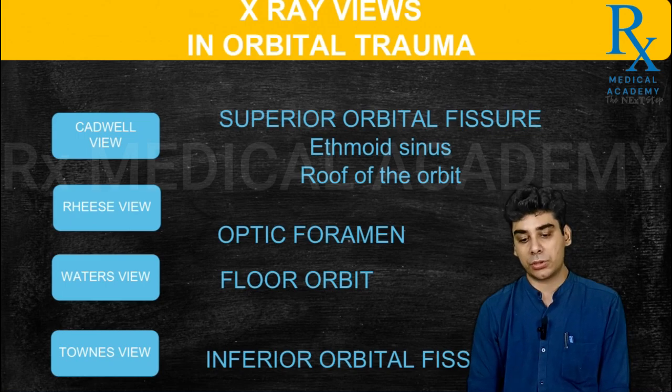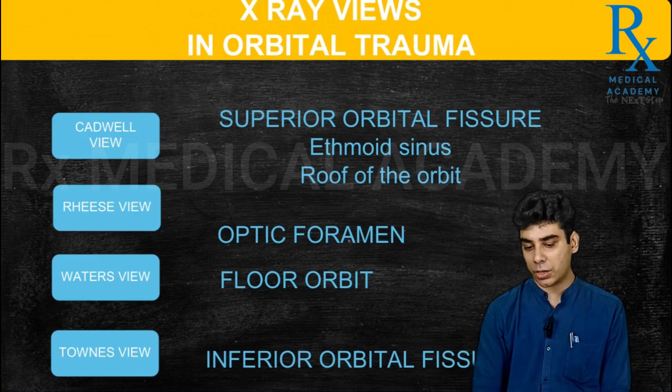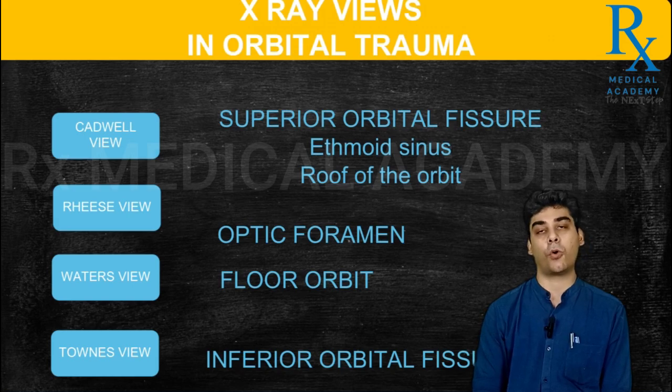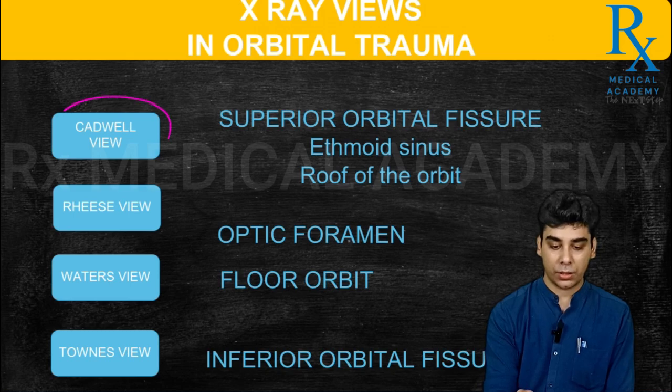Now let's talk about some other views. Almost near the end of my slides for now. तो बस ये आखिरी स्लाइड हम लोग देख लेते हैं कि कौन सी व्यू में हमको कौन सा ऑब्जेक्ट ज्यादा अच्छा दिख रहा है. तो सपोजिंग हमको देखना है सुपीरियर वॉल या रूफ के फ्रैक्चर या सुपीरियर ऑर्बिटल फिशर इन्वॉल्वमेंट, तो हम देखेंगे Caldwell व्यू.